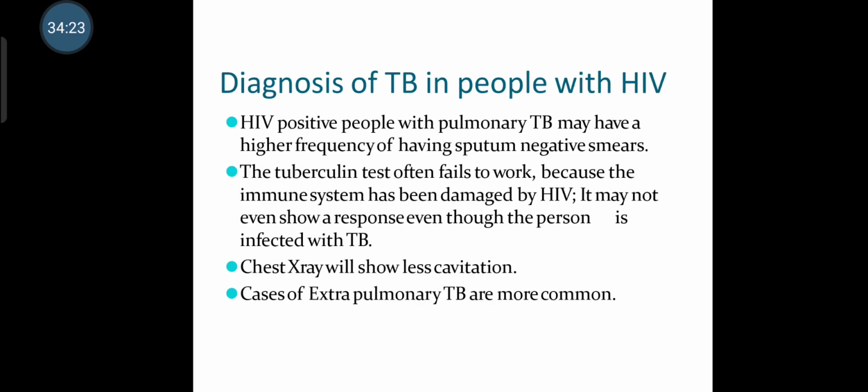Diagnosis of tuberculosis in patients with HIV. HIV positive people with pulmonary tuberculosis may have a higher frequency of sputum negative smears, so sputum may show negative results. The tuberculin test often fails to work because the immune system has been damaged or compromised by HIV. So these two tests are not useful in the case of HIV plus TB. It may not even show a response even though the person is infected with tuberculosis. Then a chest X-ray is done to see whether the infection is there in the lungs, and extrapulmonary tuberculosis cases are also very common.